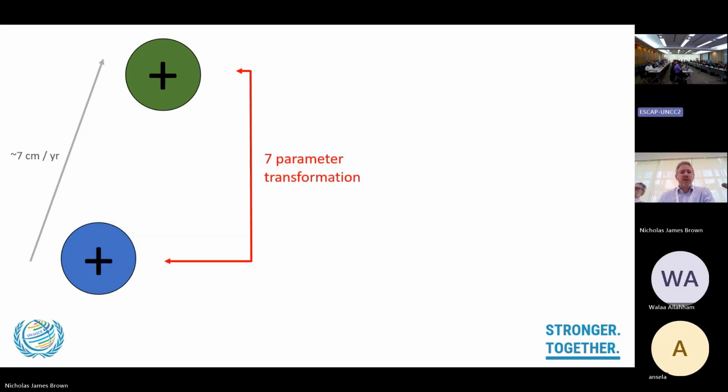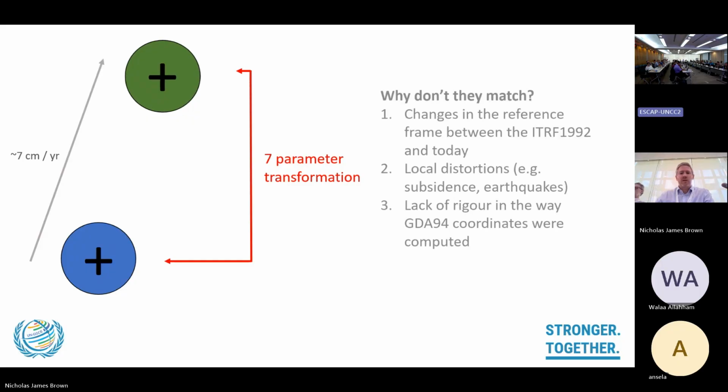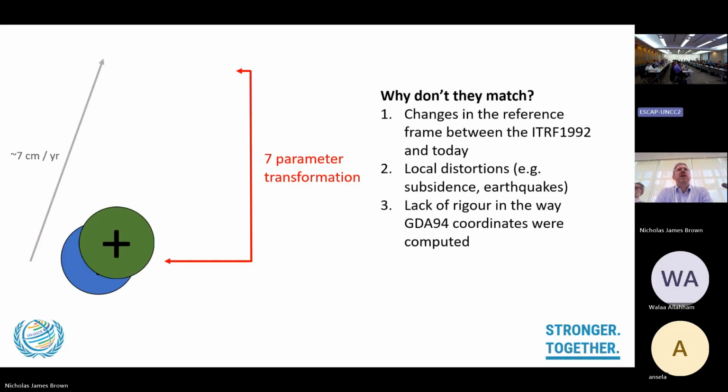All right, so we then tried to apply a 7-parameter transformation. We wanted to go back from ITRF 2014 at 2020, applying a 7-parameter transformation to go back to ITRF 1992 at 1994, and they didn't match. How come?